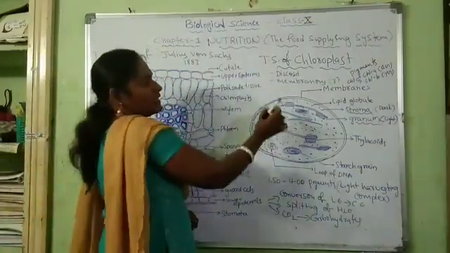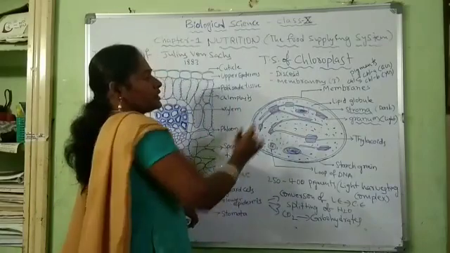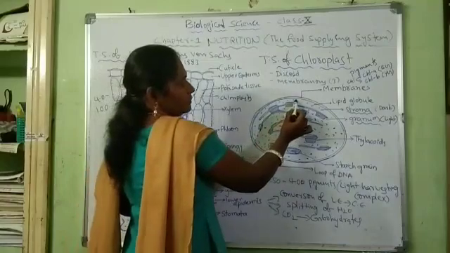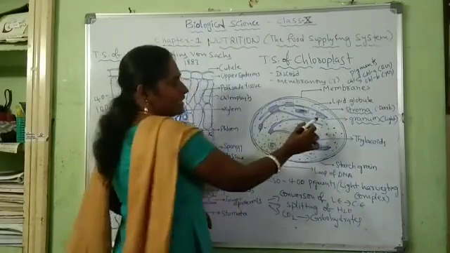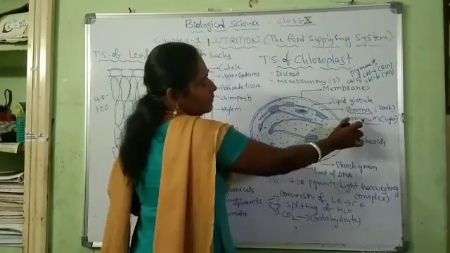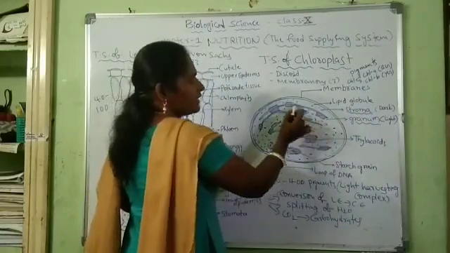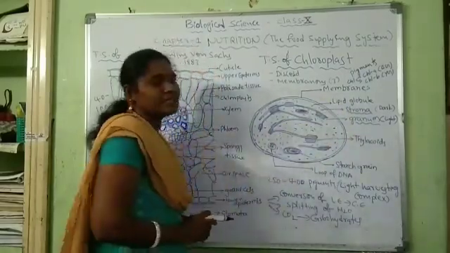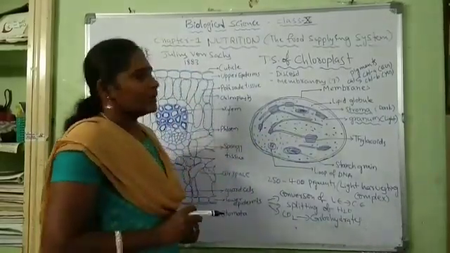These chloroplasts are discoid-shaped, membranous structures. The chloroplast has three membranes. The third membrane forms stacked sac-like structures. These sac-like structures are called grana. These grana are the sites of trapping of solar energy, and this intermediary fluid-filled portion is called the stroma. The stroma is the site of the enzymatic reactions which lead to the synthesis of glucose, the synthesis of carbohydrates.